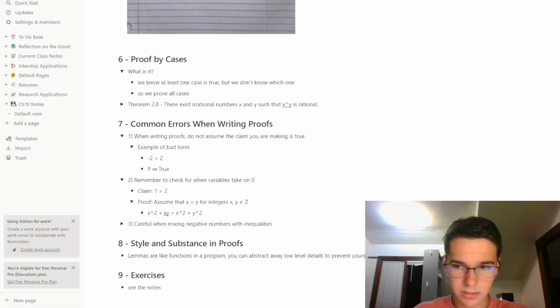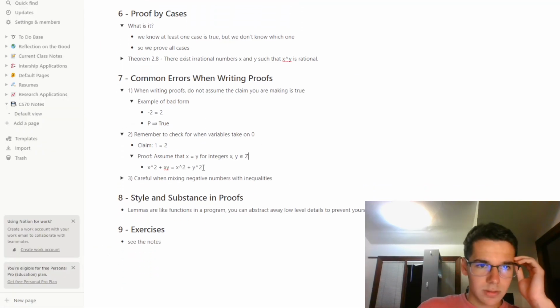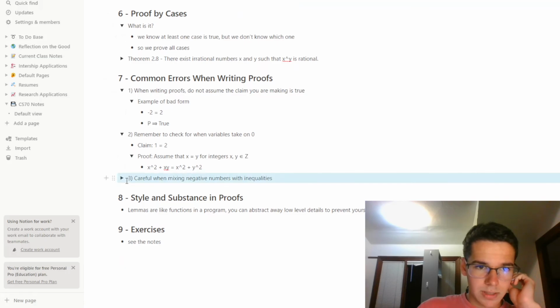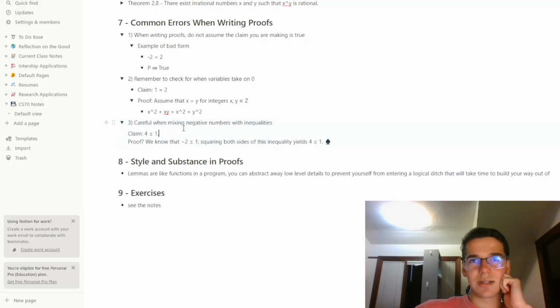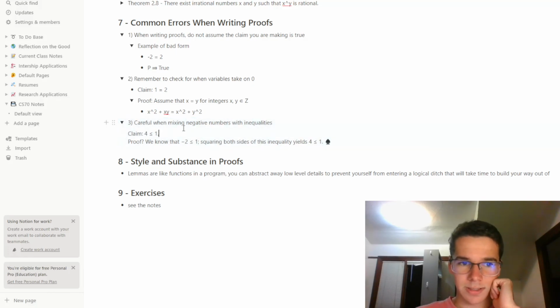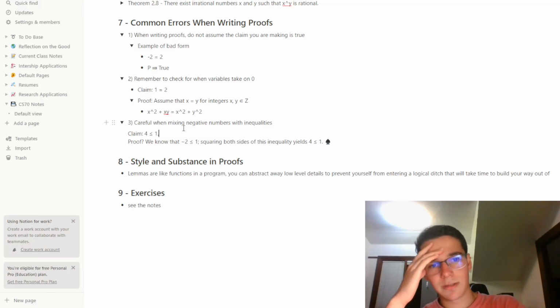Okay, and really quickly, the last tip is to be careful when mixing negative numbers with inequalities. Again, this is just another algebra thing. We should know to flip the signs when we multiply or divide by negative numbers.